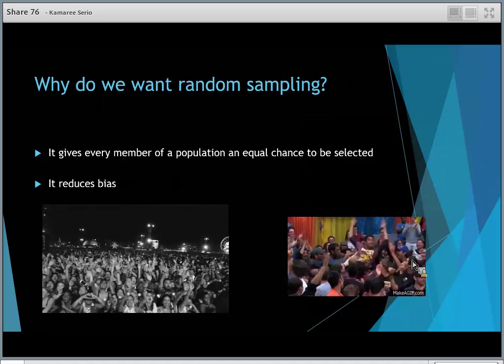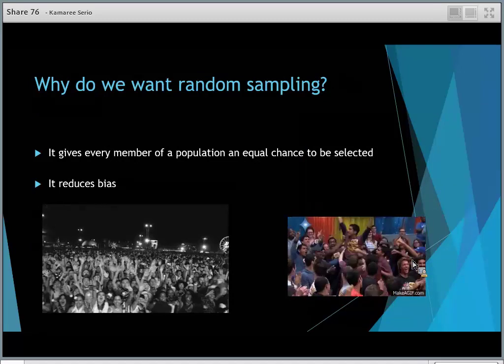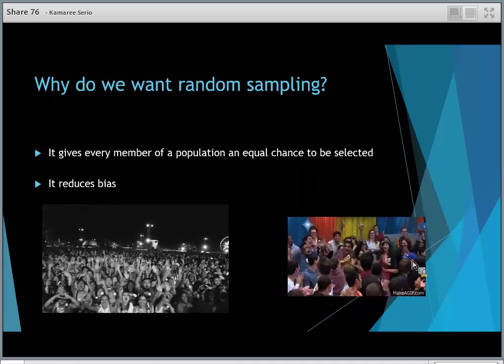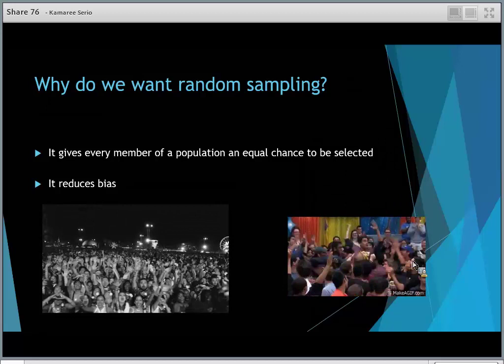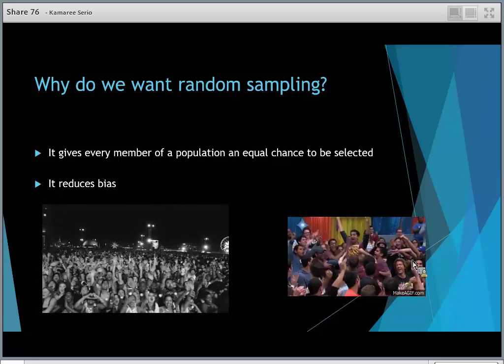So why do we want random sampling? It gives every member of a population an equal chance to be selected, and it also reduces bias. So if you're ever conducting a survey and don't want to sound biased, make sure that it's random.